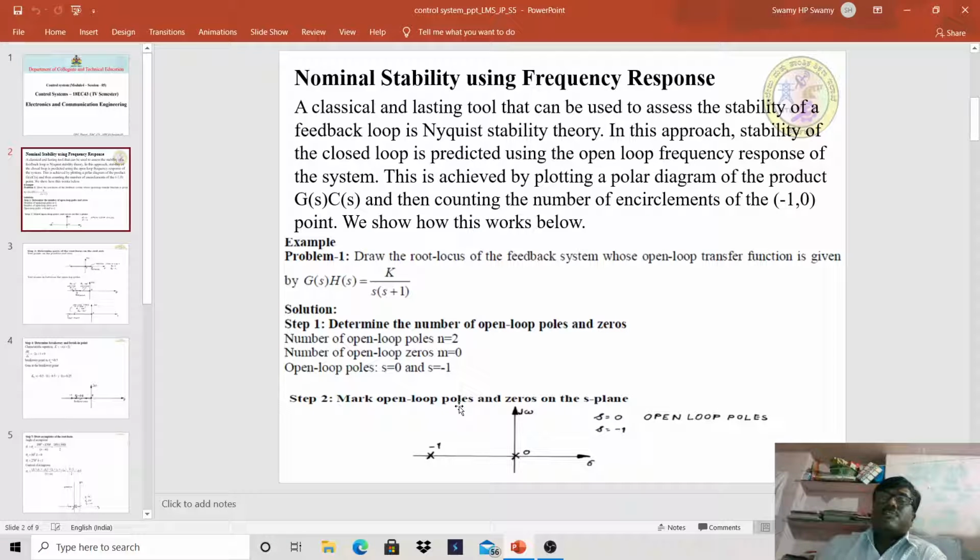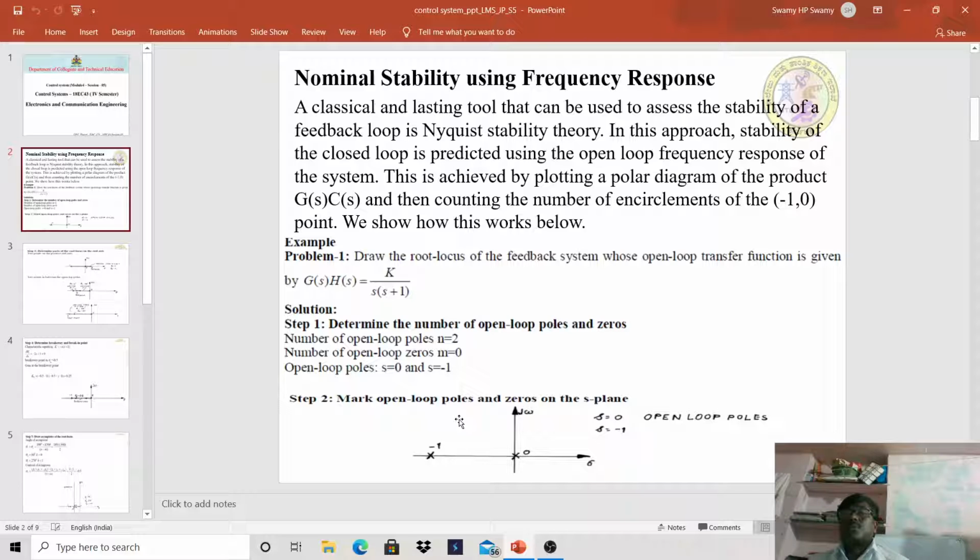Nominal stability using frequency response. It is a classical and lasting tool which can be used to assess the stability of a feedback loop, called Nyquist stability theory.